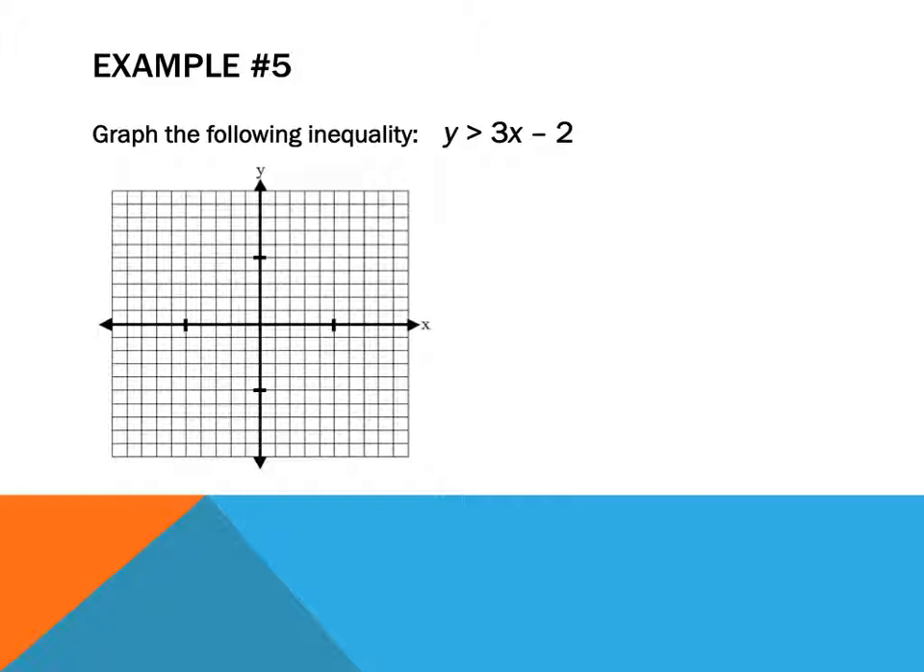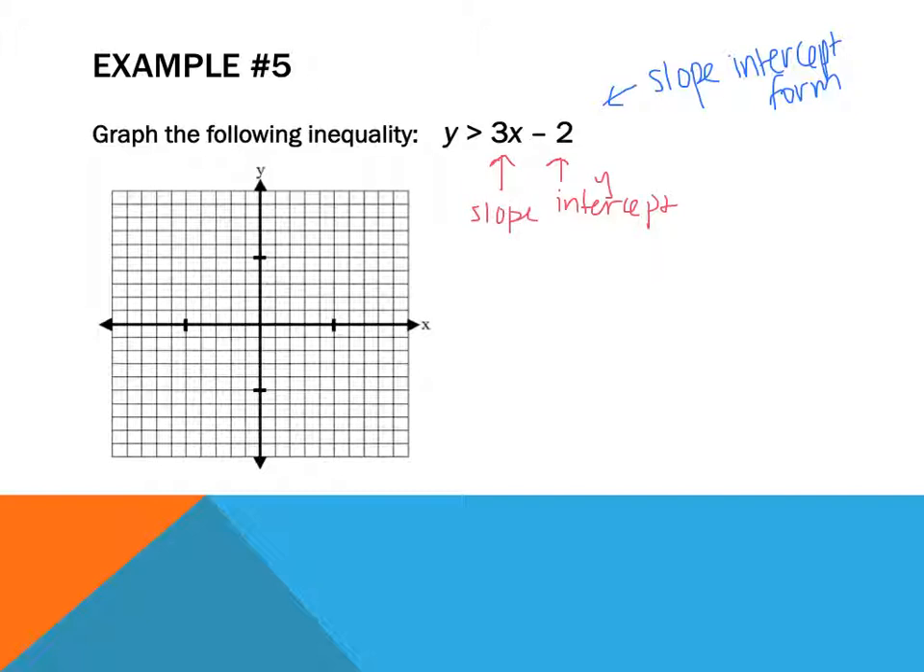Now you're going to notice this is similar to slope-intercept form. Hopefully you remember doing this. This number is going to be my y-intercept, and this number is going to be my slope. Now I'm going to start off graphing this just like I would a normal line, like if it was y equals 3x minus 2. So I would start with my y-intercept of negative 2. Y-intercept of negative 2 goes right here.